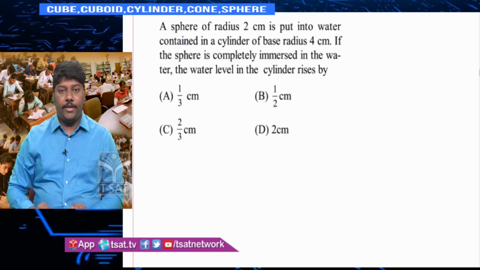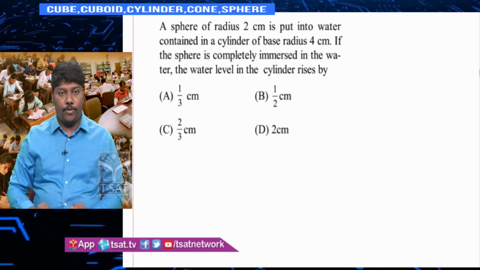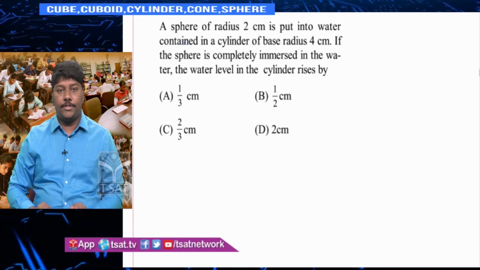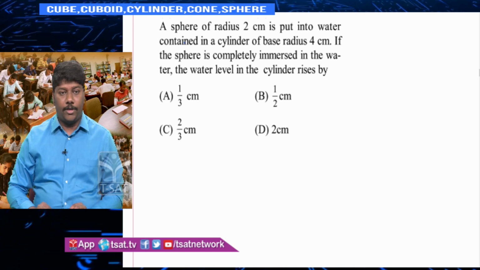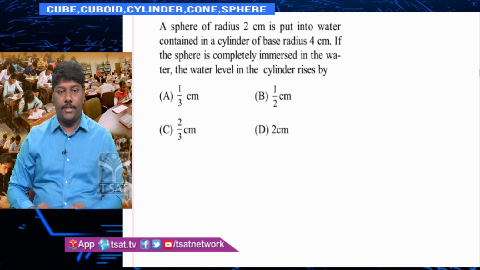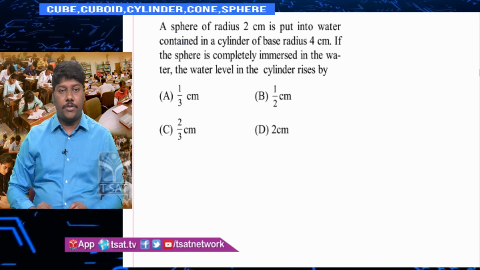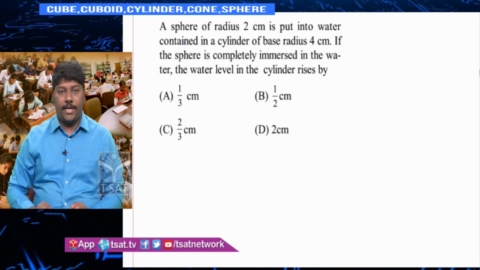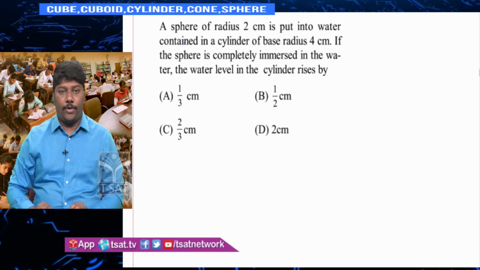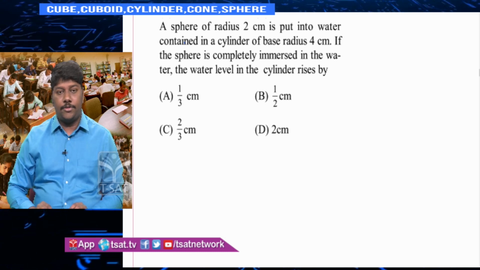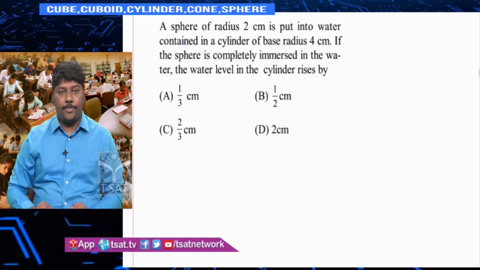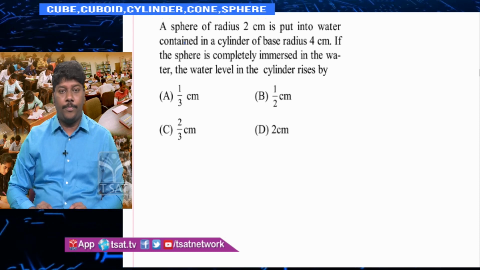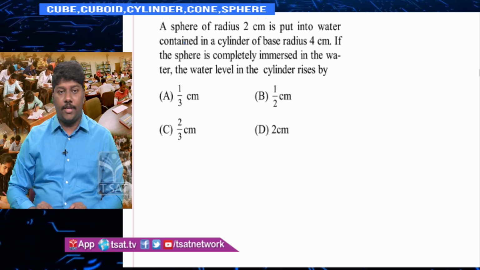A sphere of radius 2 cm is put into water contained in a cylinder of base radius 4 cm. If the sphere is completely immersed in water, the water level in the cylinder rises by. So you are putting a sphere inside a cylinder which is already filled with water. So obviously what happens to the water in the cylinder? The water level in the cylinder increases to a certain extent. Now he is asking you how many centimeters it increases by.